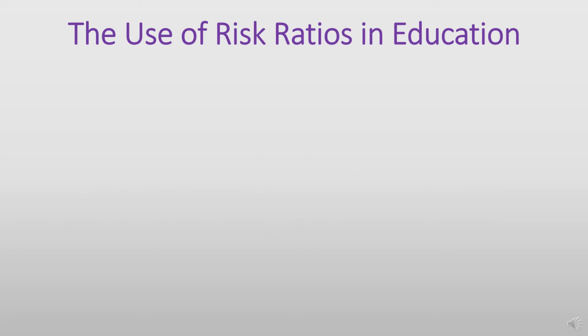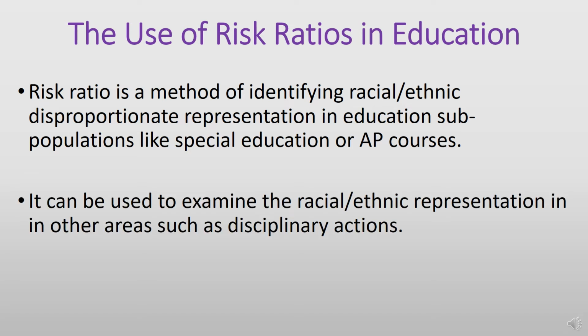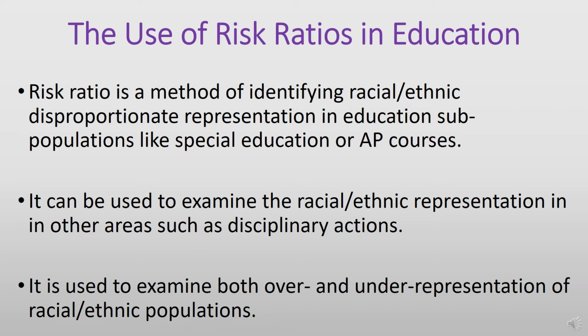The use of risk ratios in education. A risk ratio is a method of identifying racial ethnic disproportionate representation in education subpopulations like special education or AP courses. It can be used to examine the racial ethnic representation in other areas, such as disciplinary actions as well. It is used to examine both over and underrepresentation of racial ethnic populations.